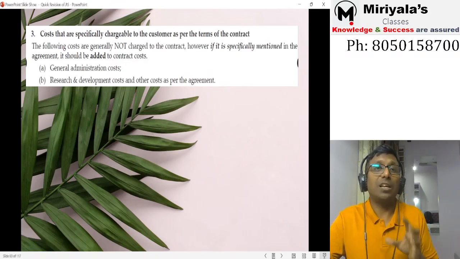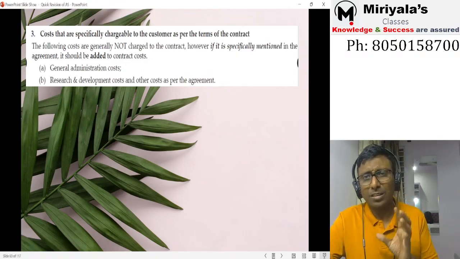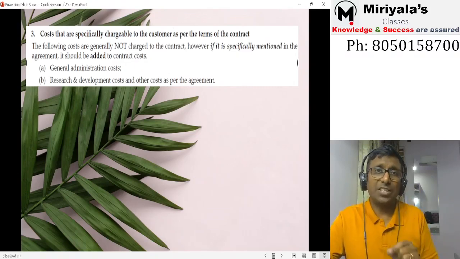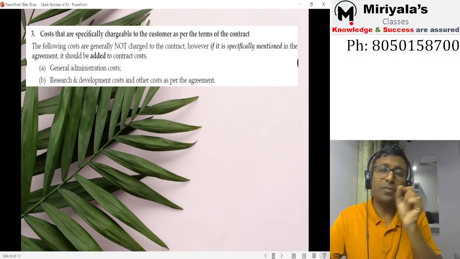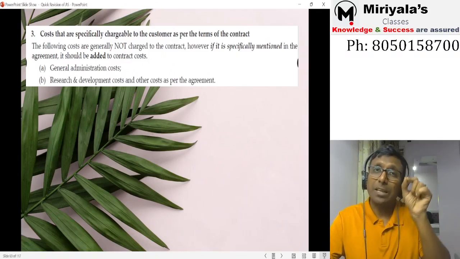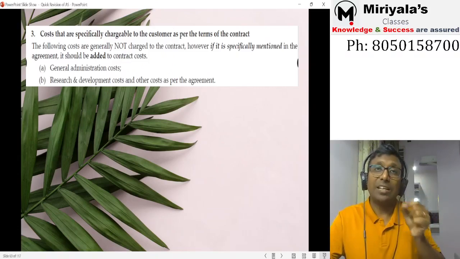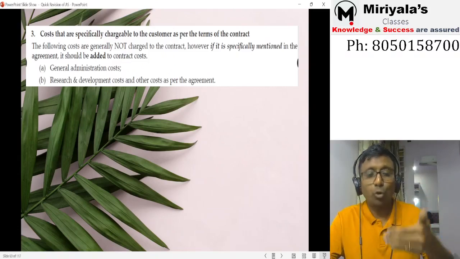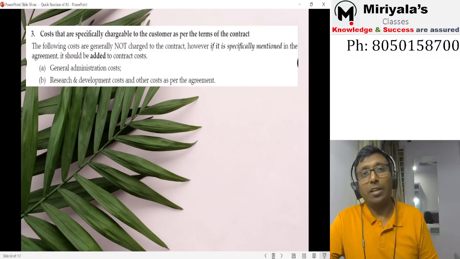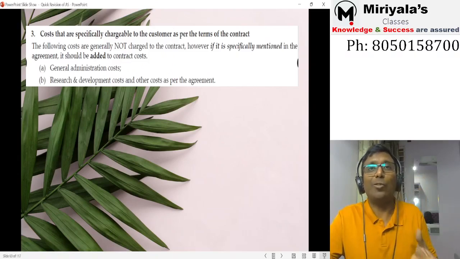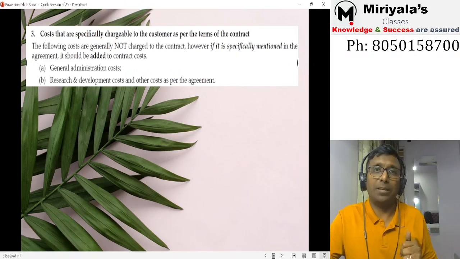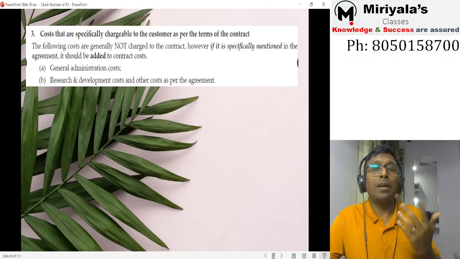And any other cost, in the sense, other cost means general administration cost, research and development cost will never be part and parcel of contract cost. But if it is specifically mentioned in the contract agreement that this is going to be paid by the customer, then this will be taken, because it is going to be part and parcel of contract revenue, then this should be contract cost also. Then only the matching concept will take place. Generally, no customer will pay for general administration, research and development of the contractor.